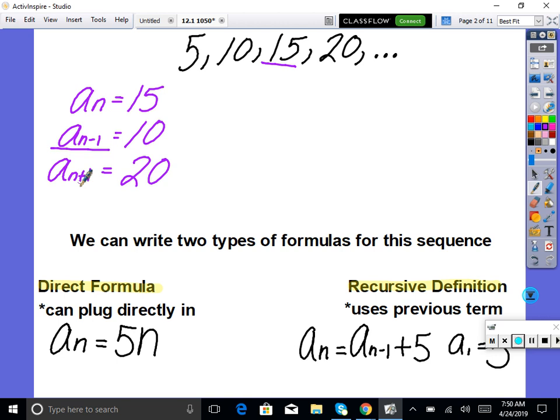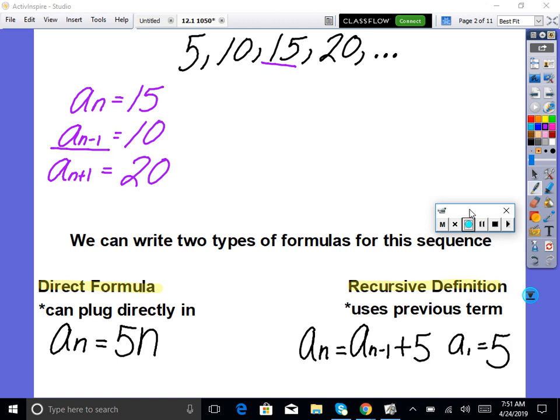So now let's look at, we have 5, 10, 15, 20. We can write 2 types of formulas for this. There's what I call a direct formula. It's the straightforward formula. You can straightforward calculate getting 5, 10, 15, 20 out of it. And then there's also what's called a recursive definition, which is a formula also, but it's a formula that's written in terms of the previous term.